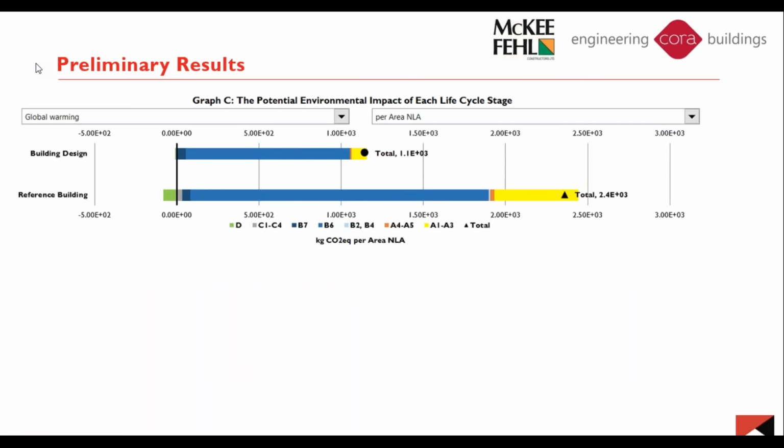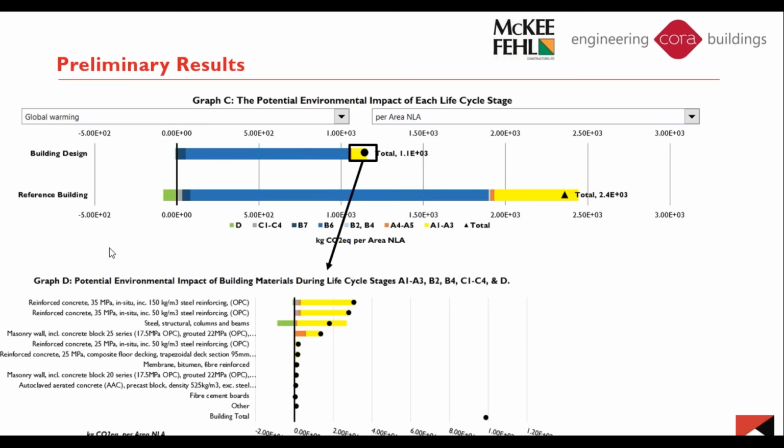If we look at some of the other results, this graph, again from LCA Quick, is showing the building design compared to a reference building for global warming and across all the different life cycle impact stages. What we can see here is that B6, the blue bar, the operational energy, is the largest environmental impact stage in the building. This is followed by A1 to A3, the yellow bar, which is the embodied material impact.